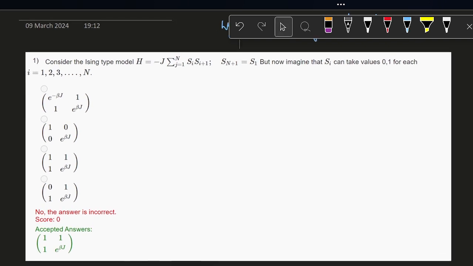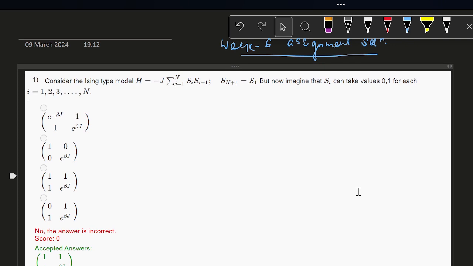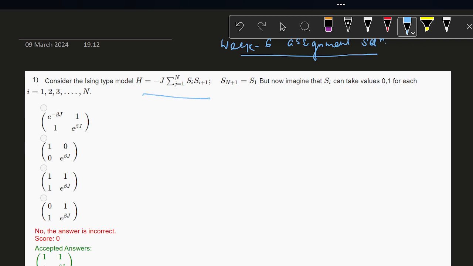It is being asked in the question that we have an Ising model with a particular Hamiltonian structure given like this. You are told that S_{n+1} equals S_n. That means your last spin value is actually equivalent to your initial spin value, that is S_1.